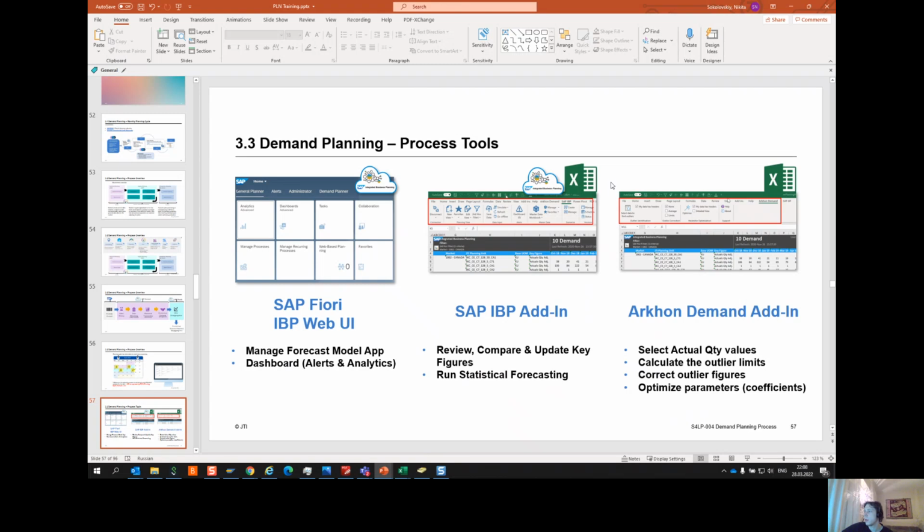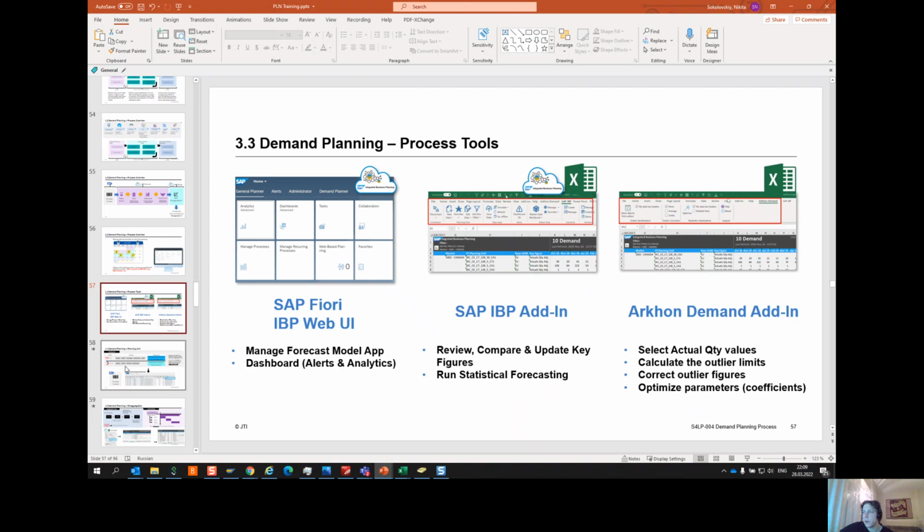Also, a small add-in created by JTI is Archon Supply. It is used to select quantity values for the actual sales statistics, and it removes and corrects the outlier figures, the unusual peaks and plunges. Well, these are the tools.